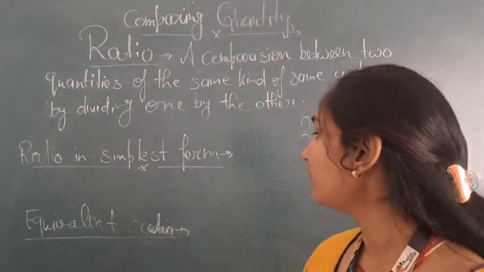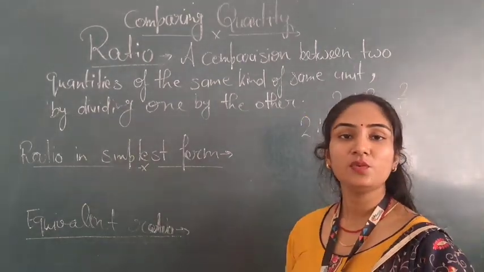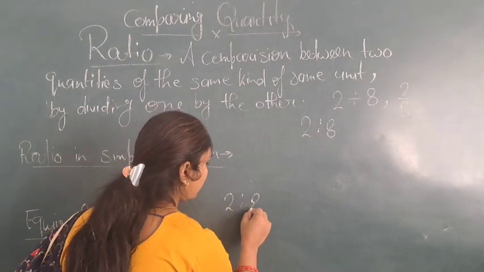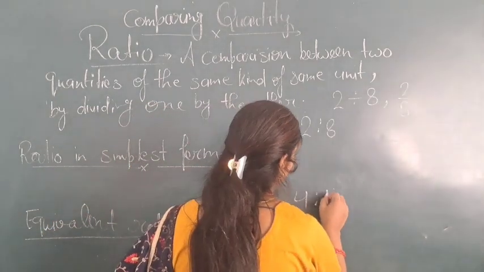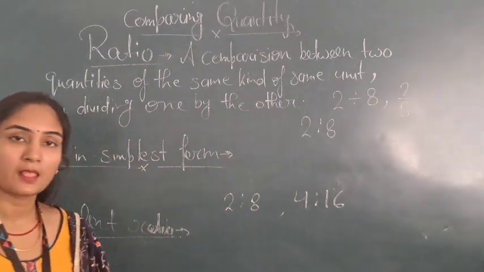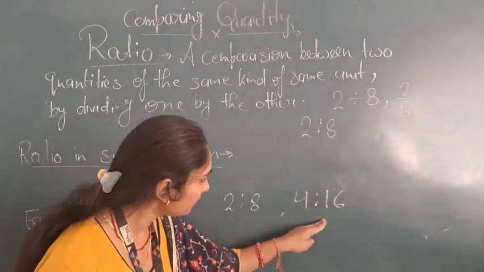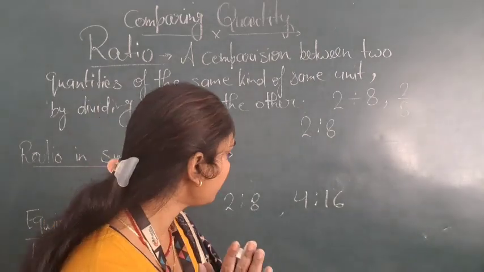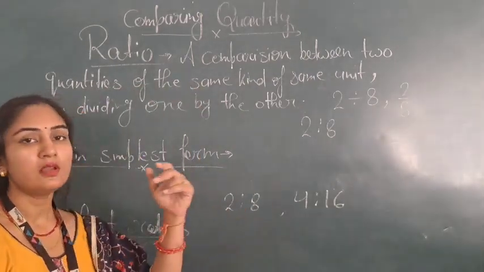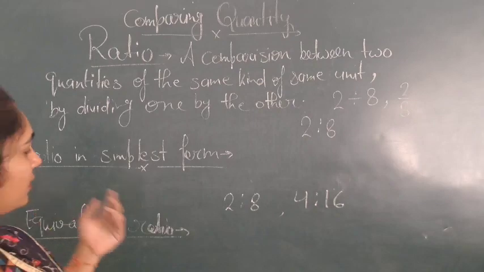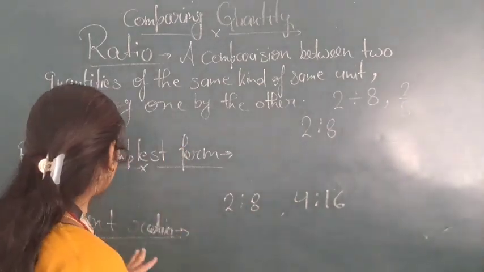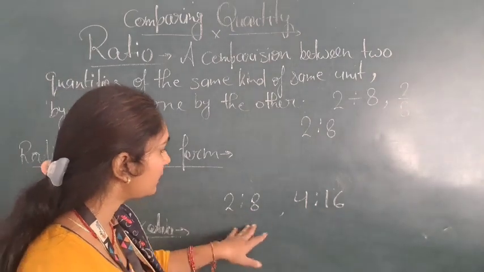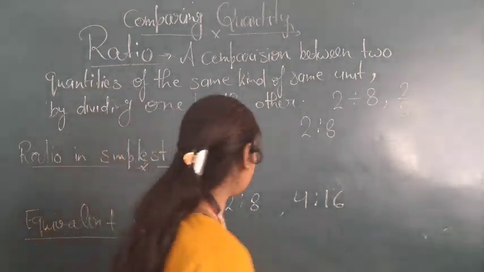Now we will come to the topic of equivalent ratio. What is the meaning of equivalent ratio? If two ratios, like 2:8 and 4:16, have the same simplest form, then they are called equivalent. How can we find out whether they are equivalent or not? We will find the simplest form of 2:8 and 4:16 separately.